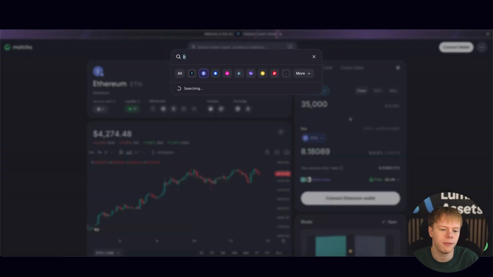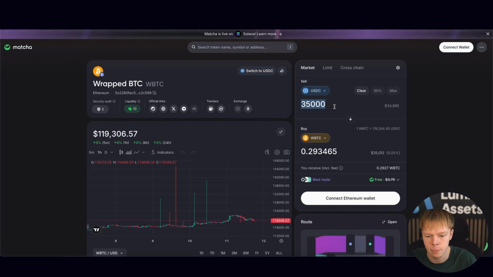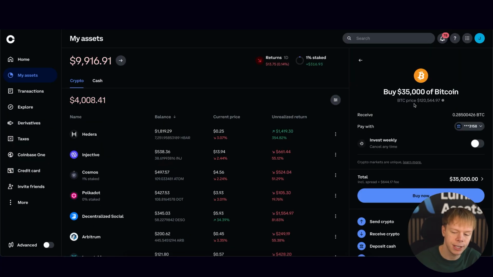If we were to buy a derivative of Bitcoin called Wrapped Bitcoin, which by the way is completely collateralized by standard Bitcoin, you could see that we are getting out 0.293. If we were to buy BTC over here on Coinbase, we're getting out roughly 0.285.